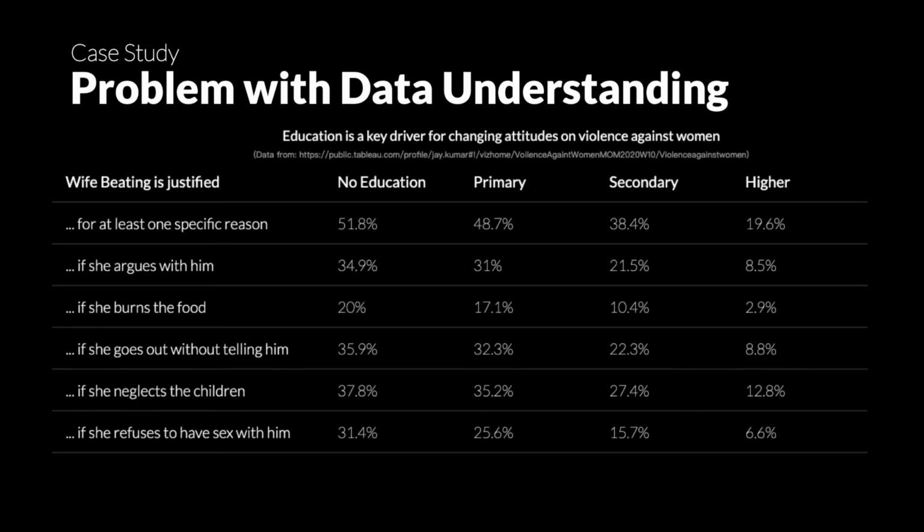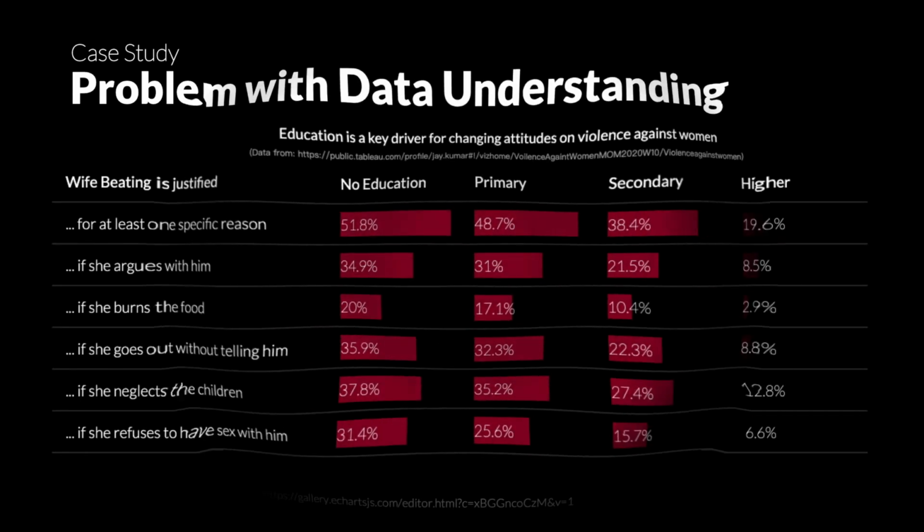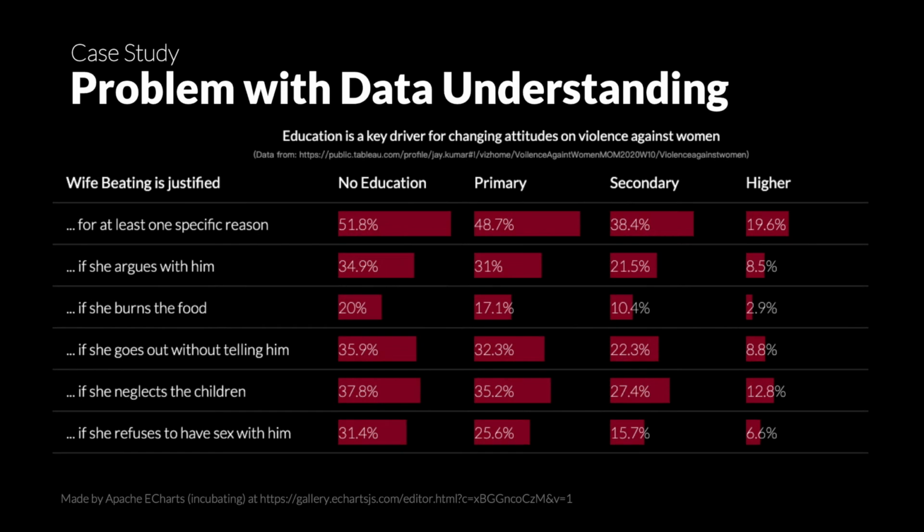But if we take a little visual hint, like using bars for data values, we can get the idea of this table much faster. That people with higher education tend to have less violent attitudes against women. We call these bar charts, but they are just simple rectangles in essence, right?